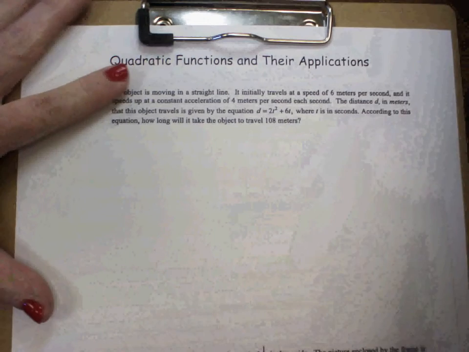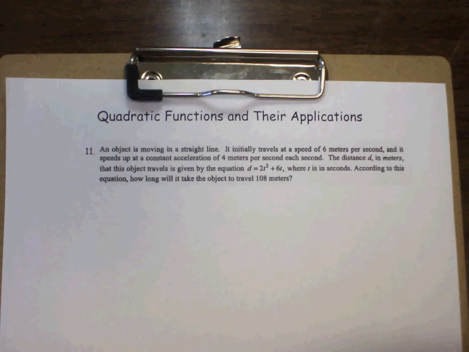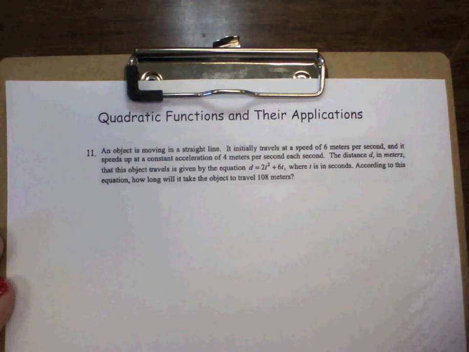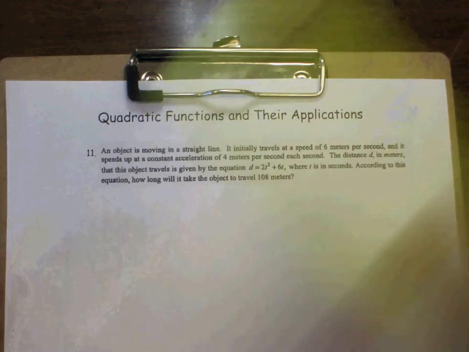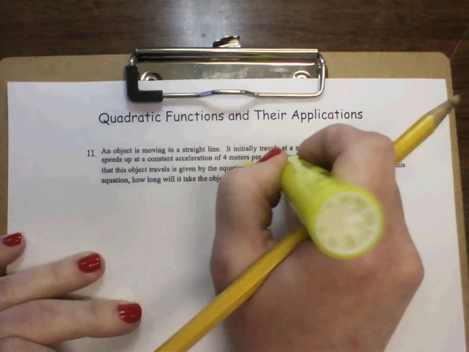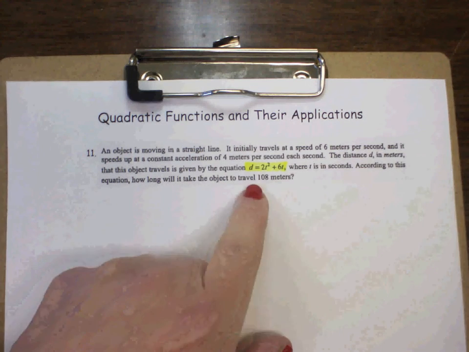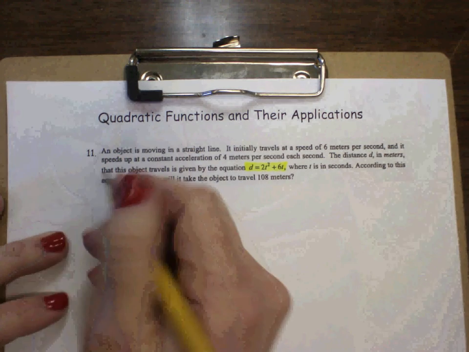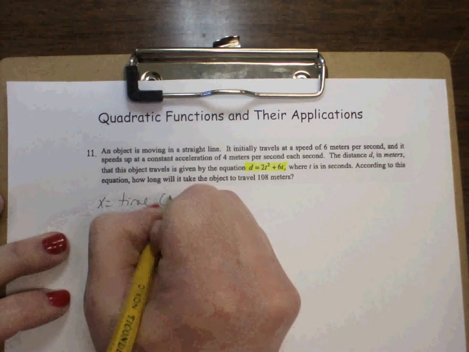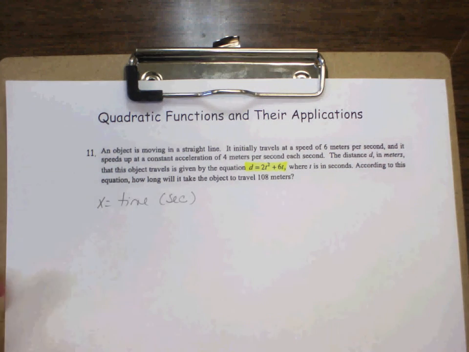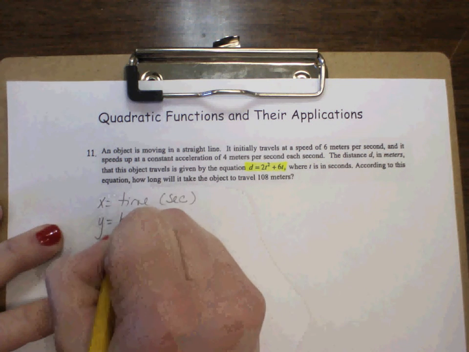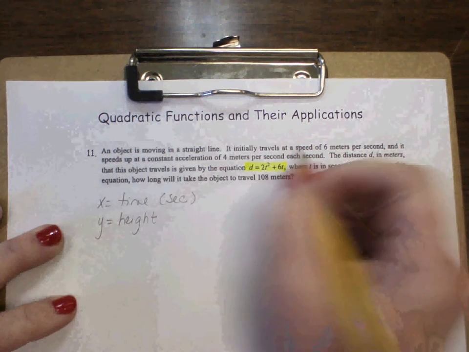All right. An object is moving in a straight line. It initially travels at a speed of 6 meters per second, and it speeds up at a constant acceleration of 4 meters per second. Each second, the distance d in meters that this object travels is given by the formula d equals 2t squared plus 6t, where t is time in seconds. So x equals time in seconds, and then y has to be height. And this one is in meters.